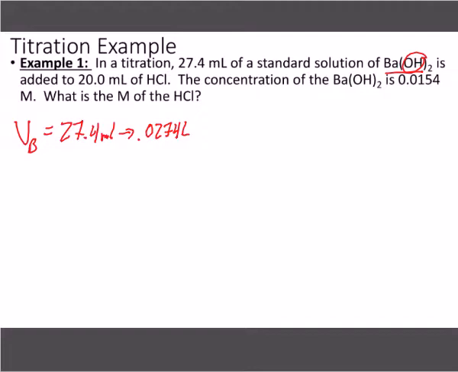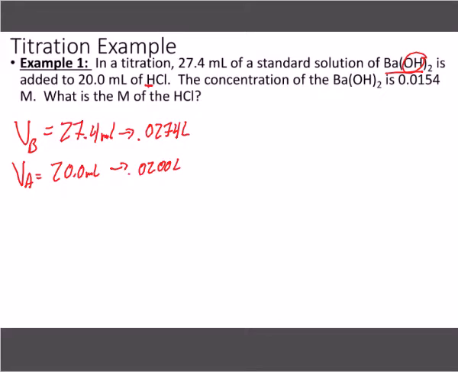What else am I given? It says is added to. Yeah, we have VA, which is 20.0 mL. Again, how do I know that HCl is an acid? It's got the H. It's also one of those you have to have memorized for your test. There are strong acids and strong bases. Convert that as well, 0.0200 liters. Why am I keeping these zeros here at the end? Why am I not just writing it as 0.02? Sig figs. Sig figs will matter.